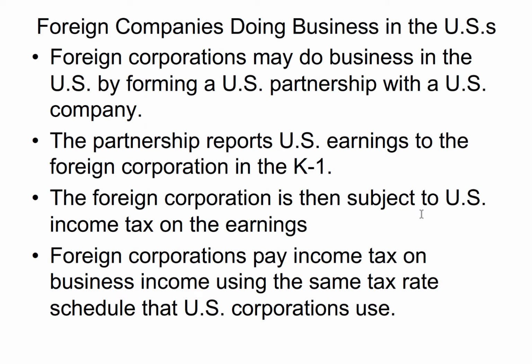Now, foreign corporations may do business in the U.S. by forming a U.S. partnership with a U.S. company. This is common. The partnership is going to report U.S. earnings to the foreign corporation on the K-1. The foreign corporation is then subject to U.S. income tax on the earnings. And foreign corporations pay income tax on the business income using the same tax rate schedule that U.S. corporations use. Now, it's important to understand that in previous videos where I talk about business entity planning, one of the big reasons why you would ever pick a C corporation over an S corporation or LLC is venture capital funding.